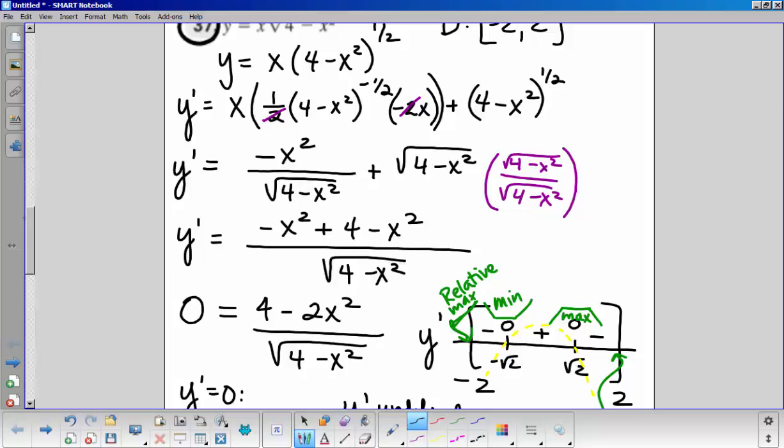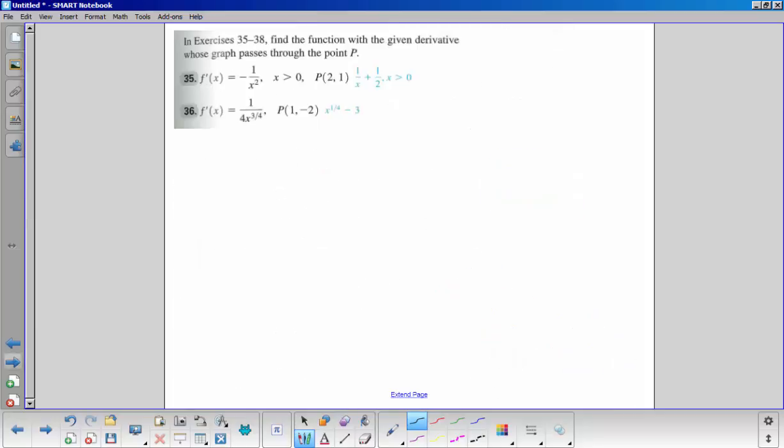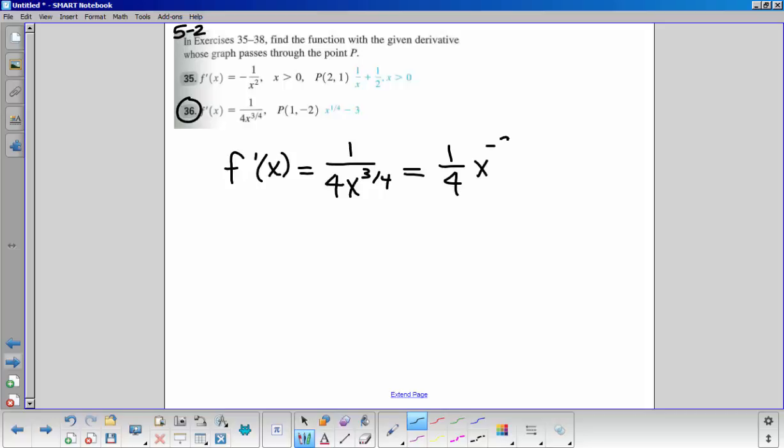All right. Next ones are from 5.2, and number 36 was the one that was requested. And 36, find the function with the given derivative. Okay, so they're telling me that my derivative here is 1 over 4x to the 3/4, right? I'm going to rewrite this with a negative exponent. So that's going to be 1/4 x to the negative 3/4.